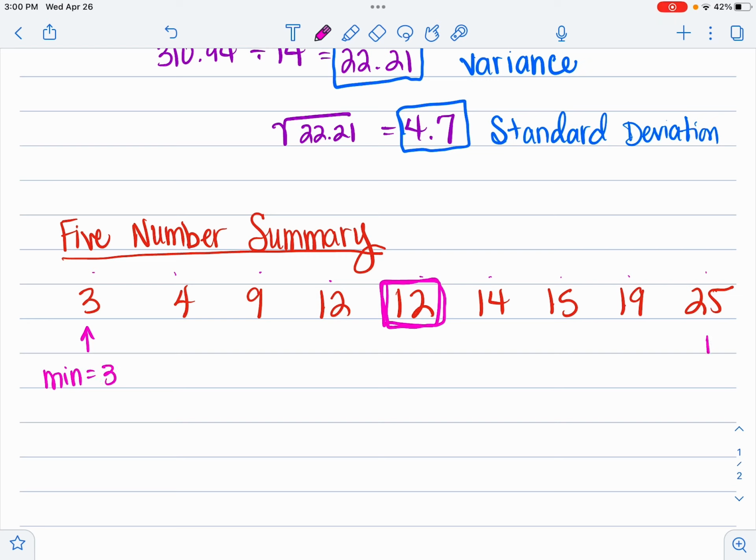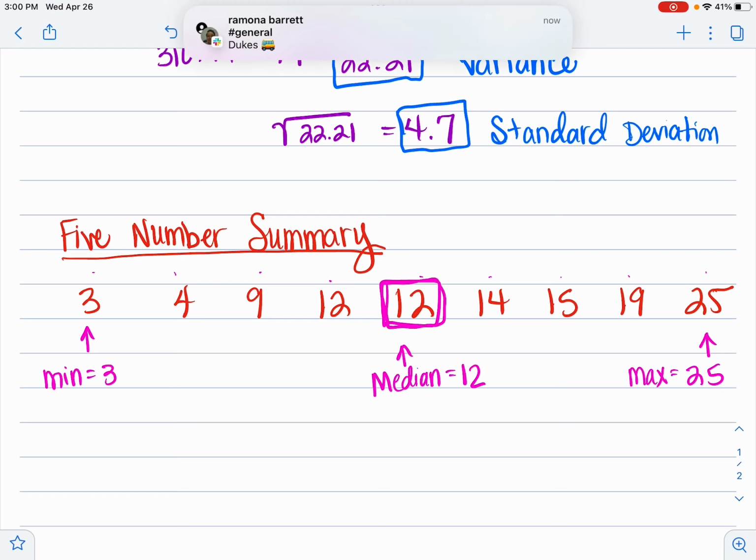Obviously 25 is the maximum. And 12 is the median. Okay, so that's 3 of your 5 numbers for the 5-number summary.